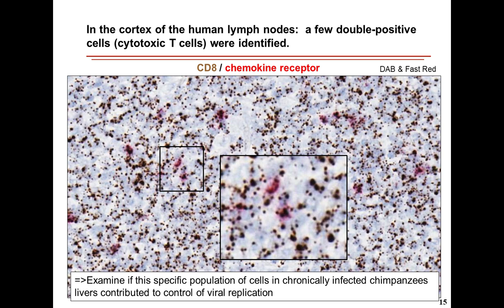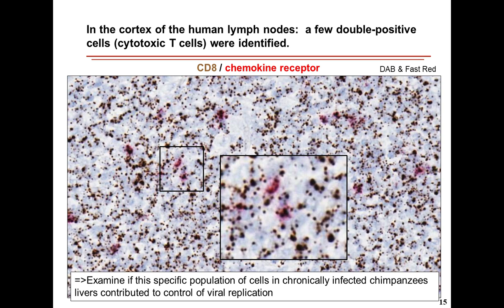So we ran the dual in situ hybridization in our control tissue, which we used was the cortex of the human lymph nodes. We wanted to make sure it worked in the human tissues before we ran it on the chimp tissues, which I mentioned were processed many years ago.